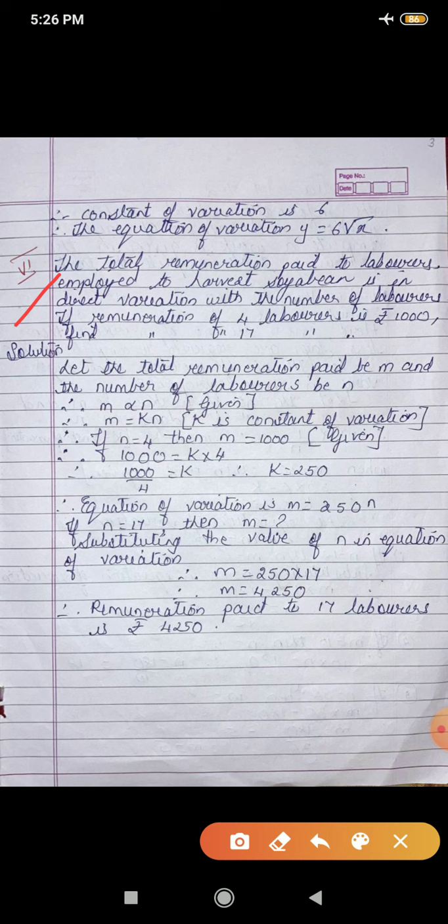Now, if n is equal to 17, then find m. Substituting the value of n in the equation of variation, m is equal to 250 into 17. Therefore, m is equal to 4250. Remuneration paid to the 17 laborers is rupees 4250.